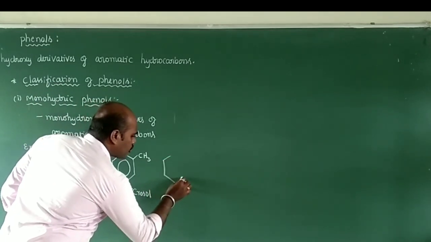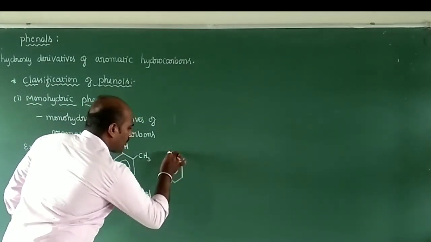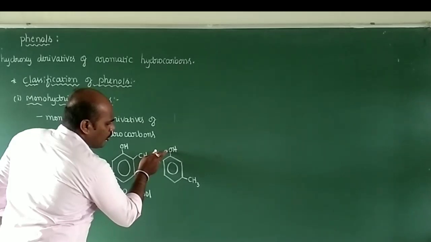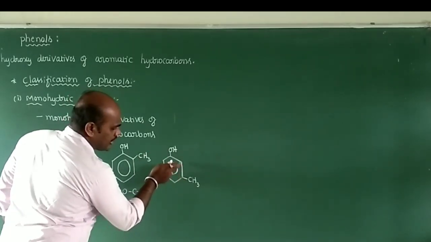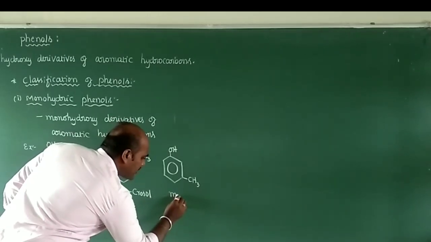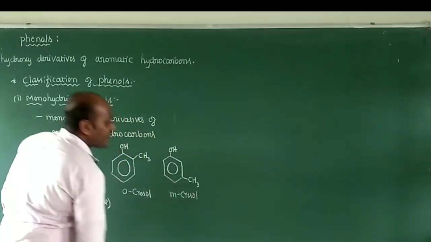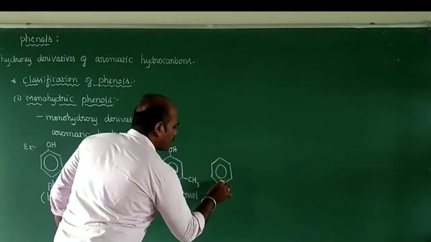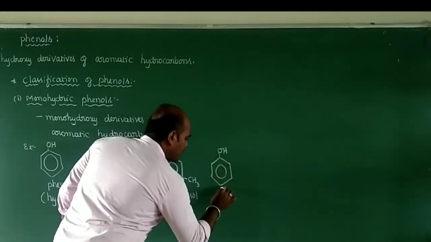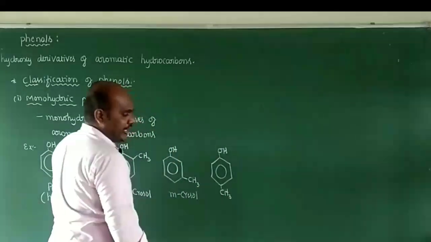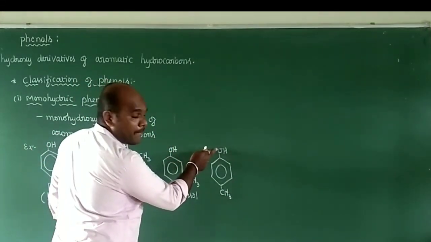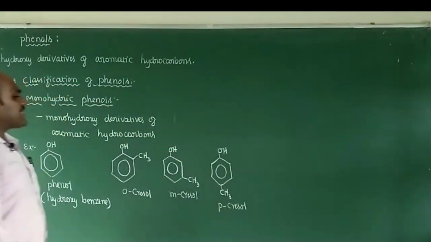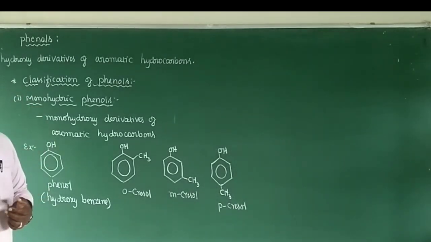Shall we write the structures of those two. So OH, and here it will be CH3, and for CH3, the OH group is at the meta position. This is the first position, this is ortho and this is meta. So it is metacresol. And finally the cresol in which the OH group is at the para position. So OH and CH3. With respect to CH3, OH is at the para position. So this is paracresol. These are some simple examples that we can give for monohydric phenols.